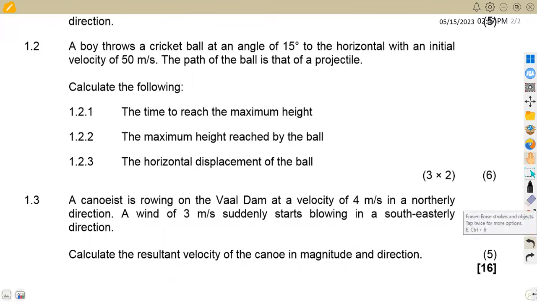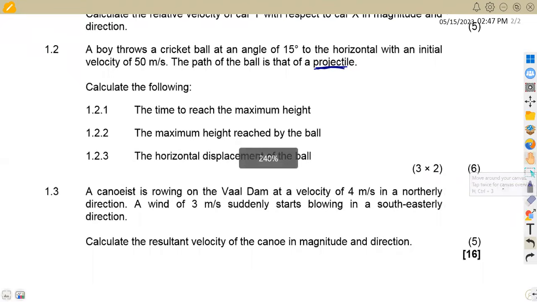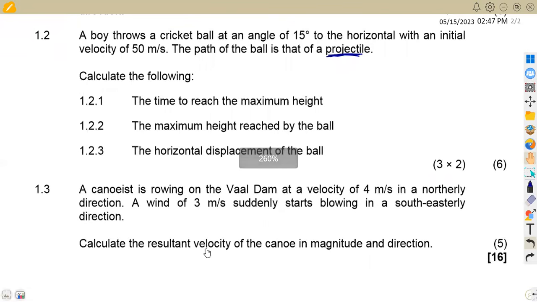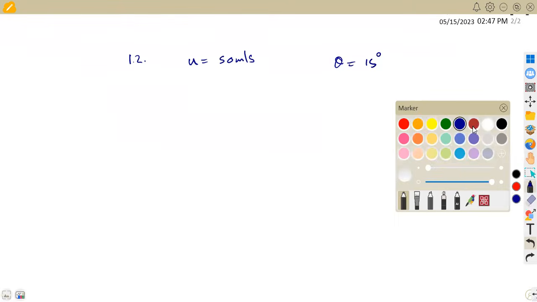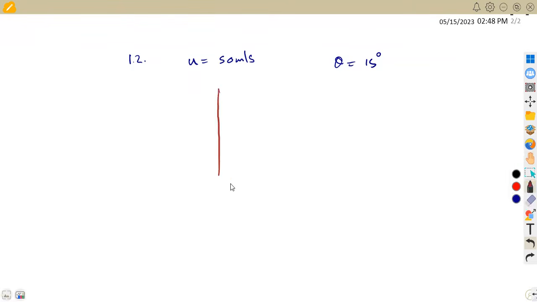So we are given that the way the ball was thrown is the same as a projectile. So we are going to present how our projectile, so we've got an angle of the projectile and also the initial velocity of 50 meters per second. All right, so that's 1.2. I'm just going to have my diagram here. On 1.2, we have got the initial velocity of 50 meters per second, and we are given the angle of 15 degrees in this case. And we are given this follows the same path of a projectile.